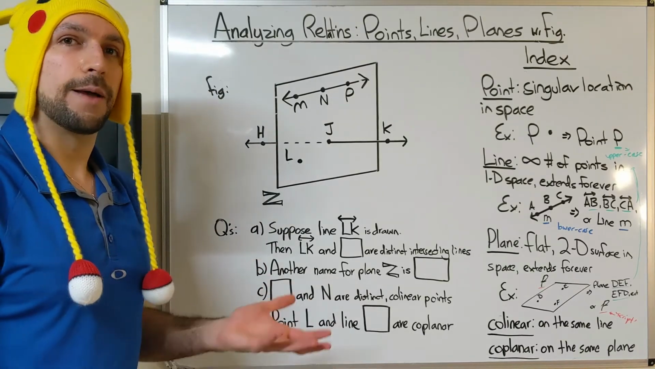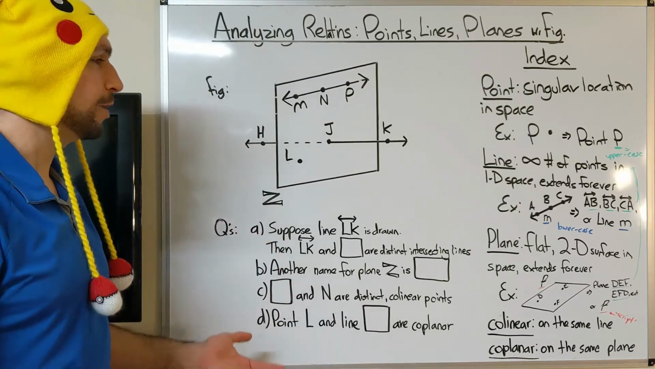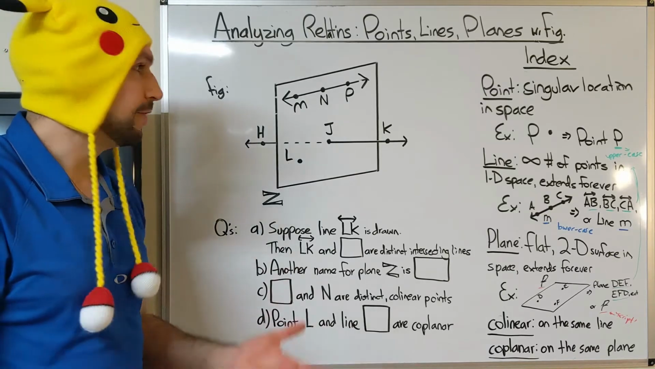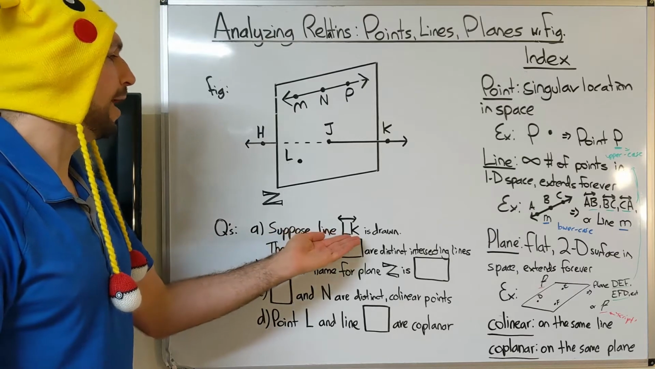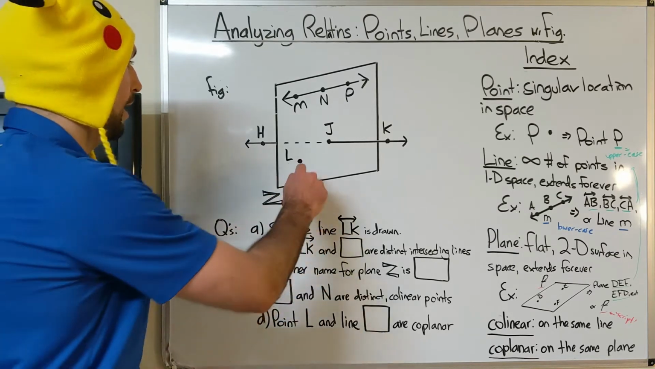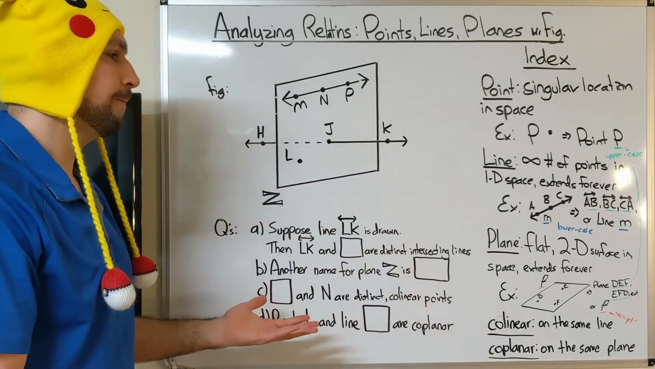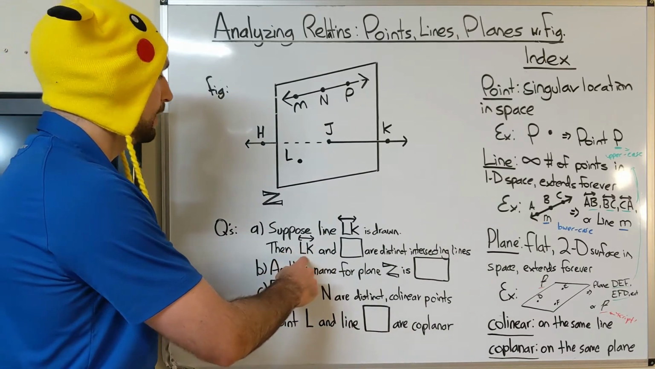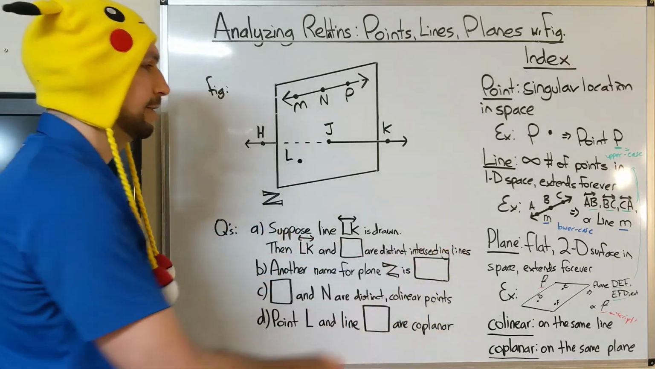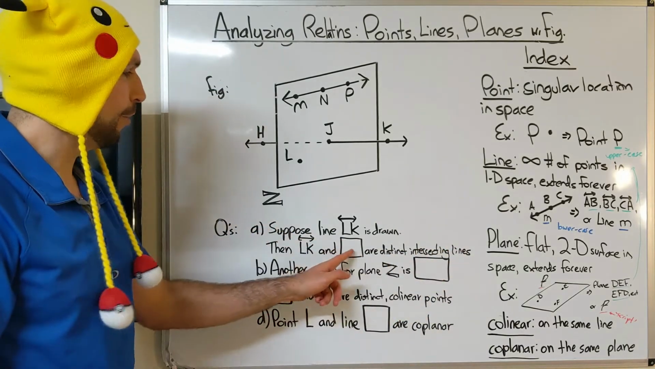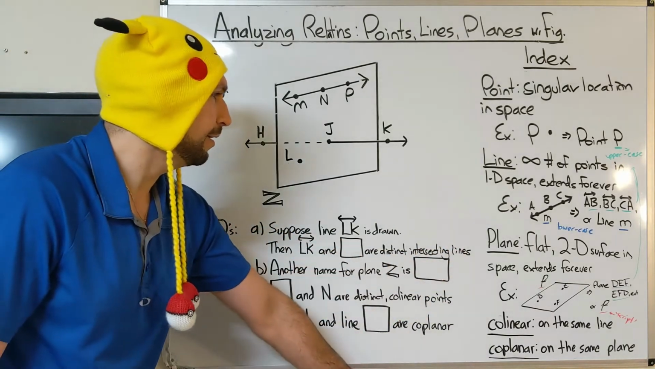Now, what we're going to be asked about this, I've listed a few of the questions we could see about this figure. Suppose we have a line, LK. Now, obviously, line LK is not on here. It would ask us, then, line LK and something are distinct intersecting lines. So we know that whatever goes here is going to have to be a line.